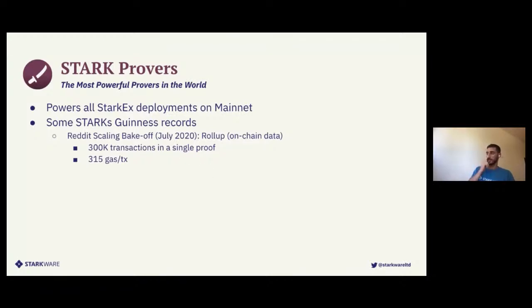So the first one is the Reddit scaling bake-off, which was a challenge that Reddit posted to check how well you can scale and execute 300K transactions. So what we did is we created a single proof for these 300K transactions, which was the biggest proof up to that point. This resulted in an amazing gas price per transaction of 300.